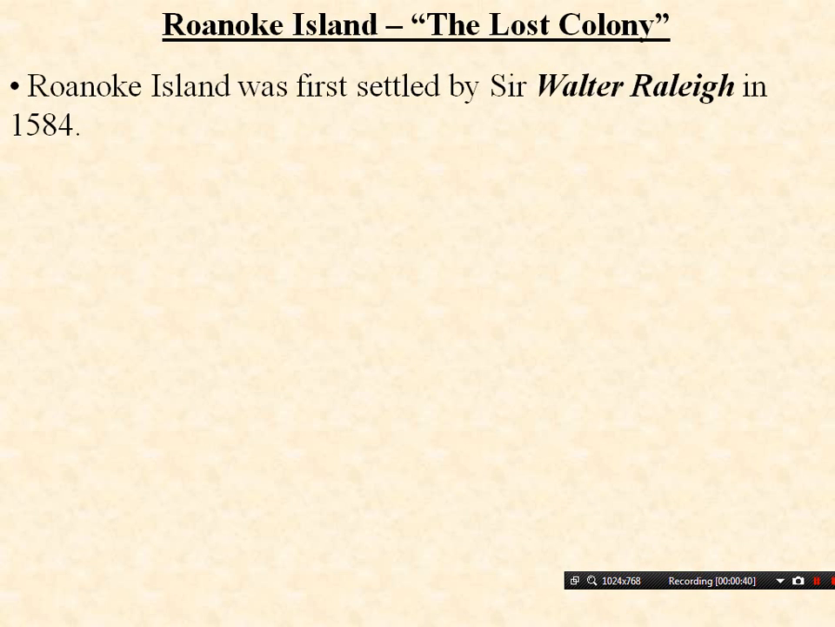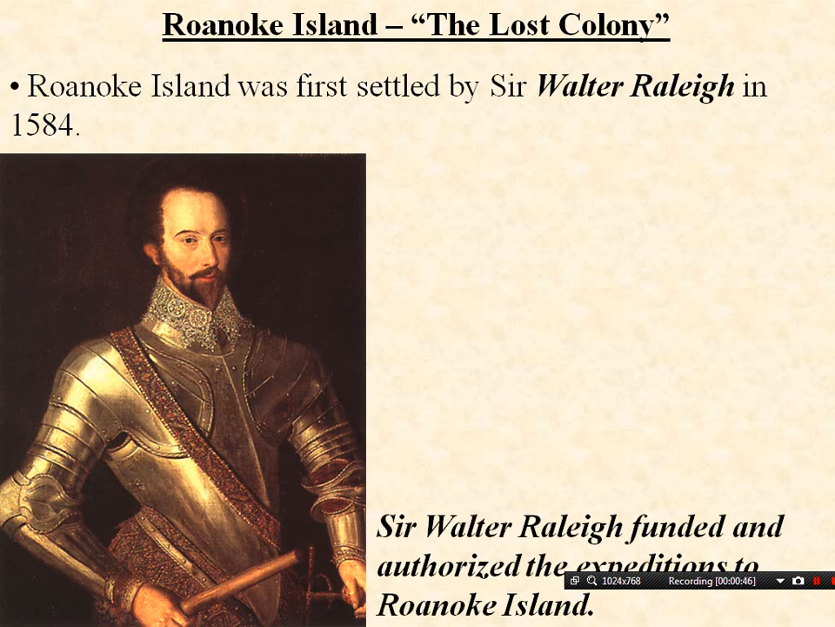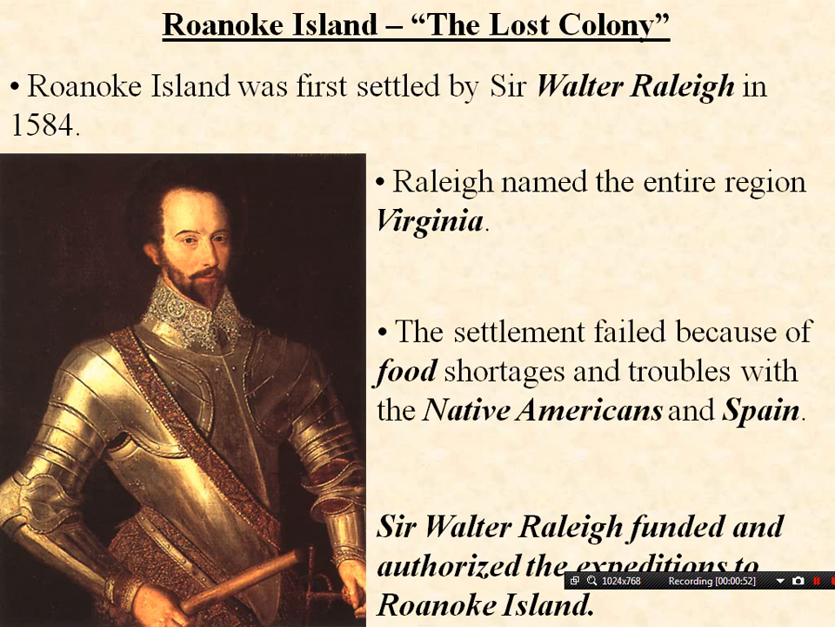Okay, so Roanoke Island was first settled by Sir Walter Raleigh in 1584. And here he is. Raleigh named the entire region Virginia. The settlements failed because of food shortages and troubles with the Native Americans and also Spain.